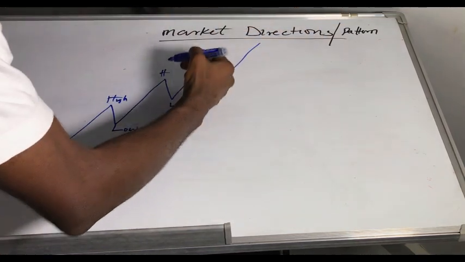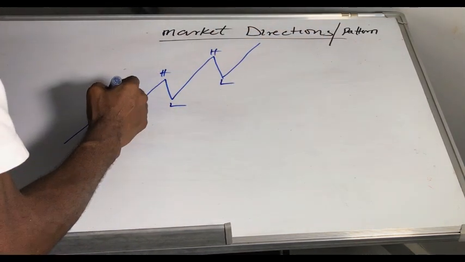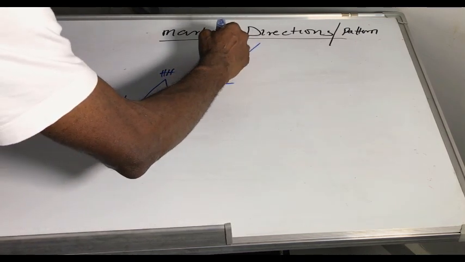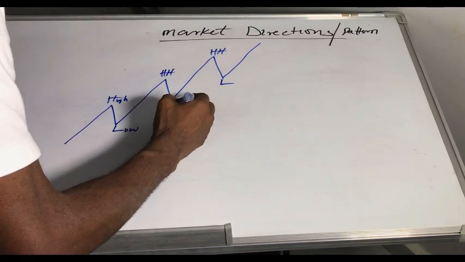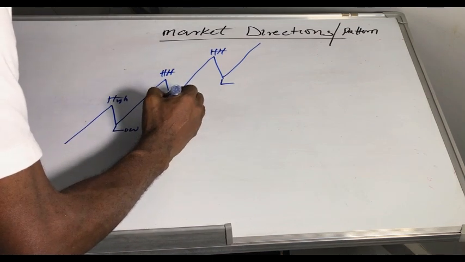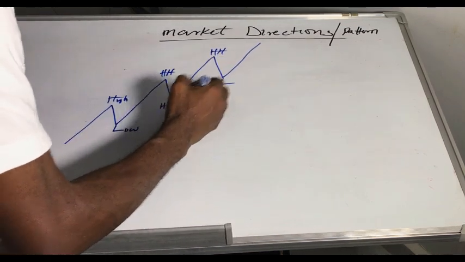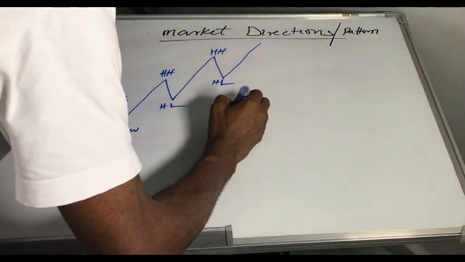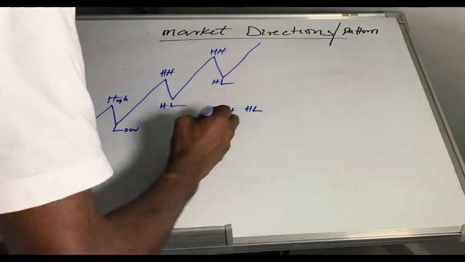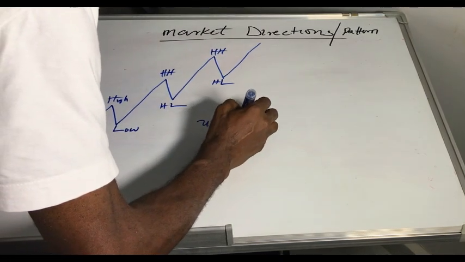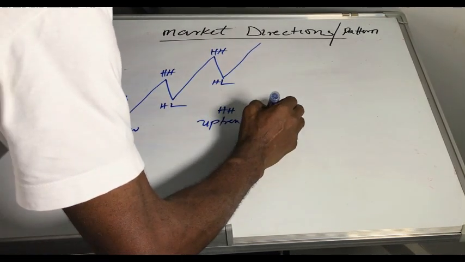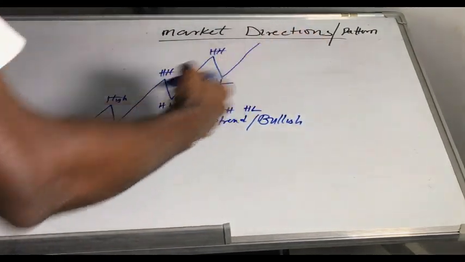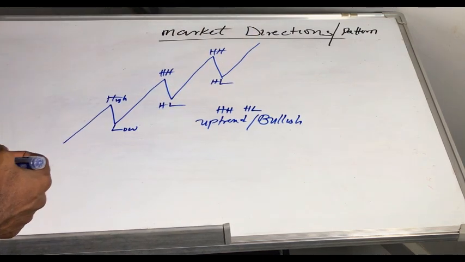So when you see something like this, when this high is higher than this high, it is called a higher high. This high is higher than this high, a higher high. This low is higher than this low, it is called a higher low. This low is lower than this low, it is called a lower low. So when the market is forming a series of higher highs and higher lows, it is said to be an uptrend. It is a bullish market.